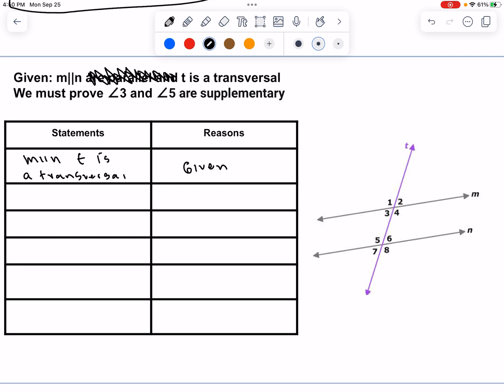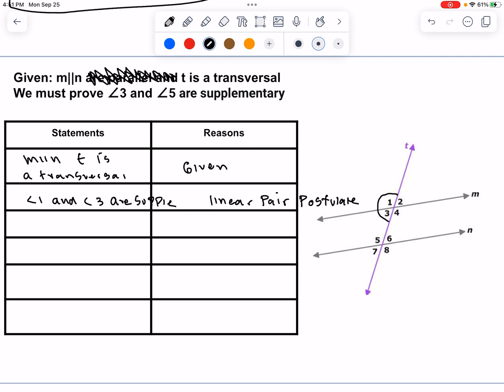We want to show that 3 and 5 are supplementary. So how we do that is we think to ourselves, is there any other angle that is supplementary to 3? Well, we know from previous lessons that 1 and 3 are supplementary because they form a half circle. That's called a linear pair. So I'm going to say that angle 1 and angle 3 are supplementary. I'm going to write supple because I'm out of space, but that means supplementary. And the reason is it's a linear pair. Anytime angles are right next to each other and they form a half circle, that's the linear pair postulate.